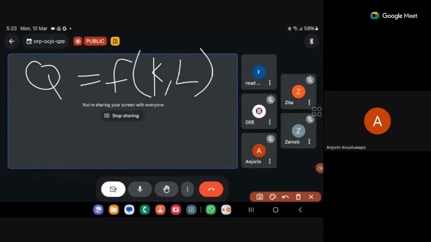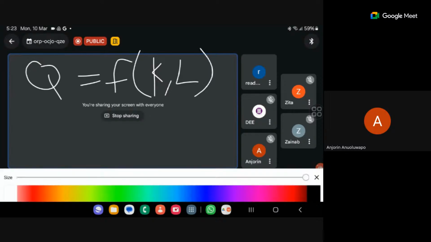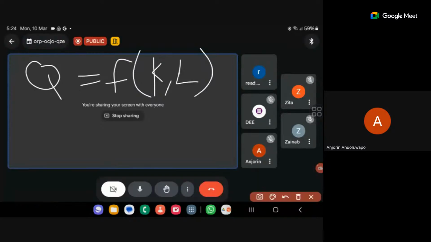Then this L represents labor. So for simplicity, let's just assume now that the business is producing using just two factors of production. One is capital and one is labor. But what happens if you want to denote that the business is in the short run? You will put a bar on K. This bar on K means that currently this quantity of K cannot be increased, it is fixed.